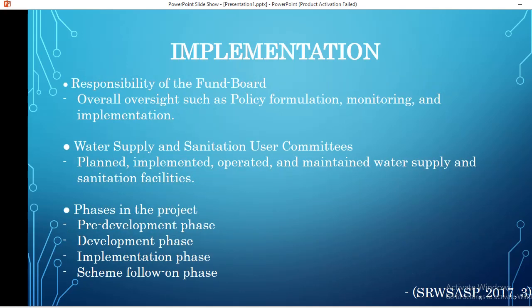How was the project implemented? So, the responsibility of the fund board in the implementation was overall oversight such as policy formulation, monitoring, and implementation of the project. Similarly, water supply and sanitation user committees planned, implemented, operated, and maintained water supply and sanitation facilities. There were 4 phases in the project: pre-development phase, development phase, implementation phase, and scheme follow-on phase.